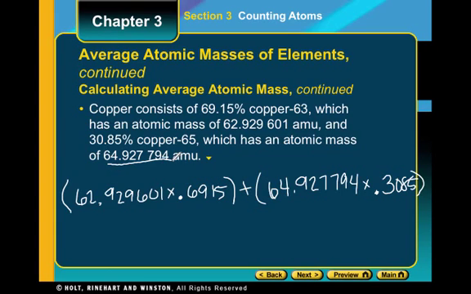Now, while they're calculating this, let's just think about what the number should be. It should be between the 62.929 and 64.927. So if you get an answer of 23, is that right? No. Okay, you need to have it in between those two numbers. And then which one should it be closer to? Which one has more naturally occurring isotopes? The first one, right? There's 69% of that versus 30. So it should be closer to the one that has the most isotopes.